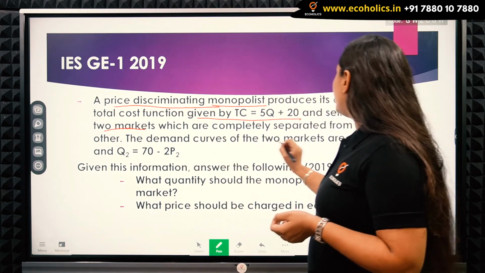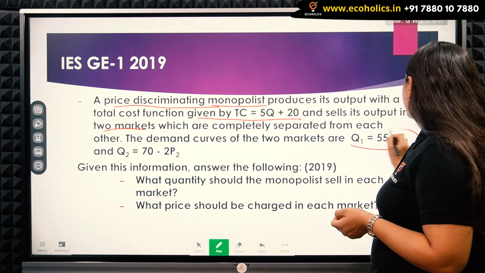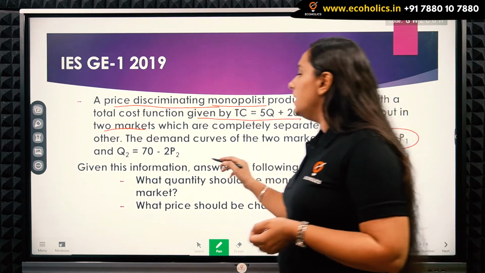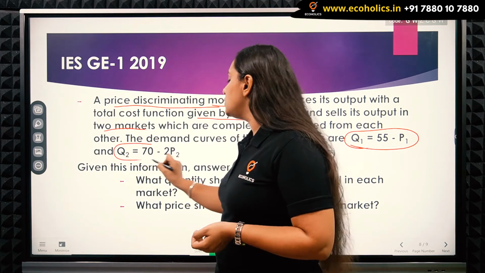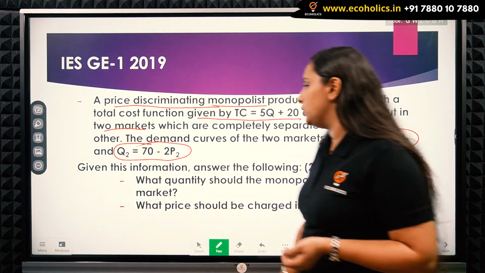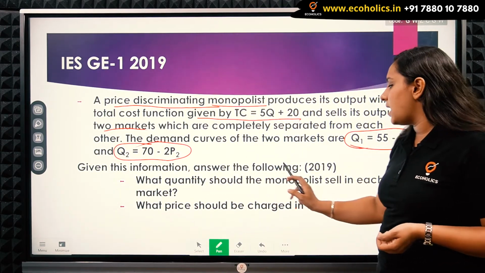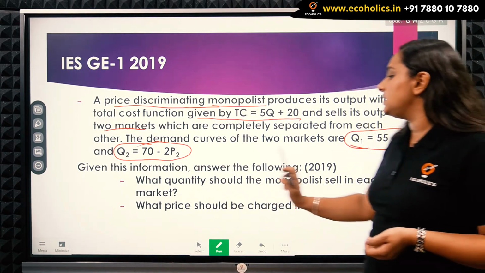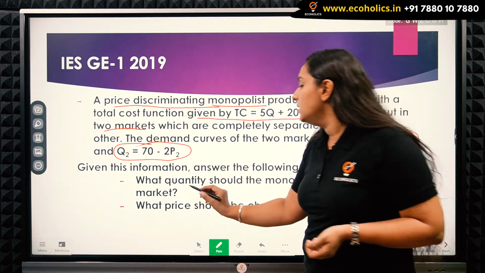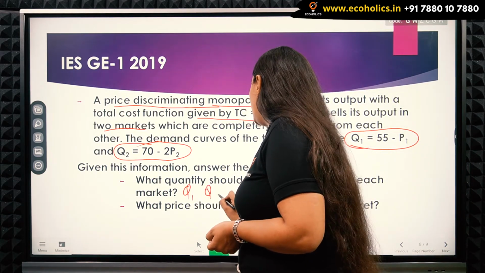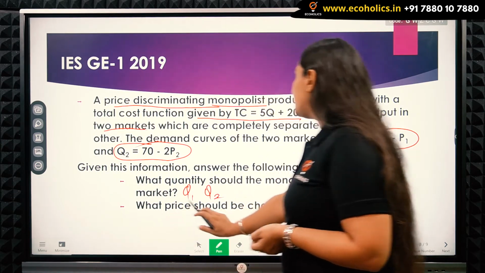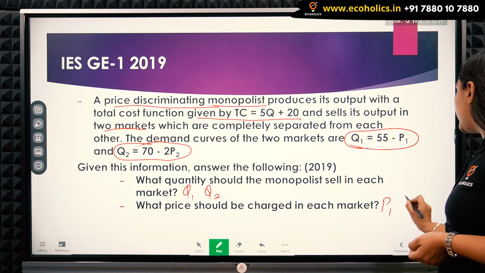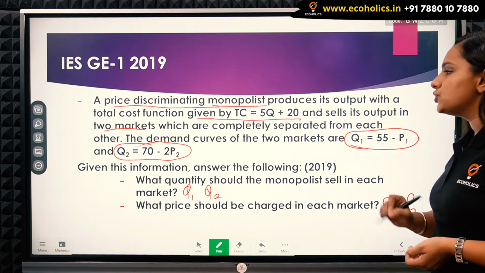So the demand curve of the first market is Q1 equals 55 minus P1. And the demand curve of the second market is Q2 equals 70 minus 2P2. Given this information, answer the following. What quantity should the monopolist sell in each market? So we need to find Q1 and Q2. Then, what price should be charged in each market? We need to find price 1 as well as price 2.